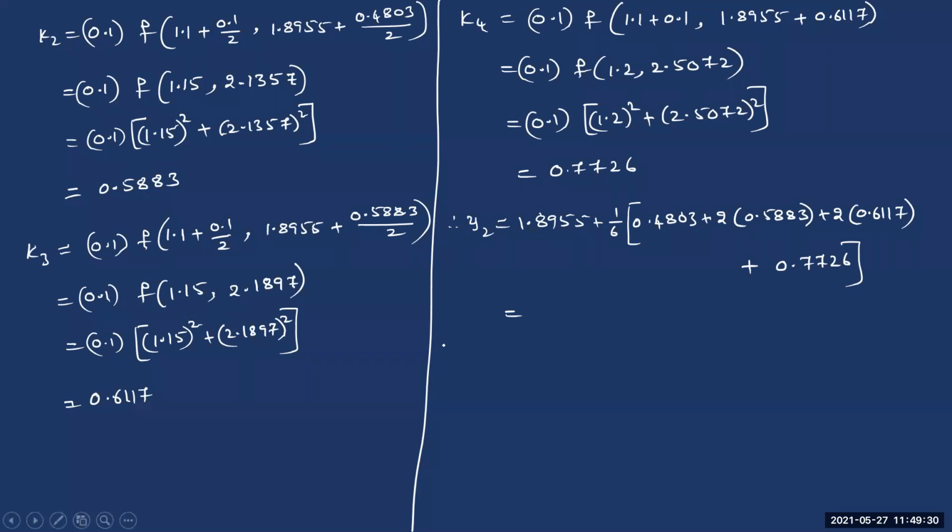Right, I'm just substituting in my calculator: 1.8955 plus 0.4803 plus 2 times 0.6117 plus 2 times 0.5883 plus 0.7726, all divided by 6. So I'm getting this as 2.5043. So that's the value of Y2. Right? So like this, you can calculate both Y1 and Y2 using the Runge-Kutta fourth order method.